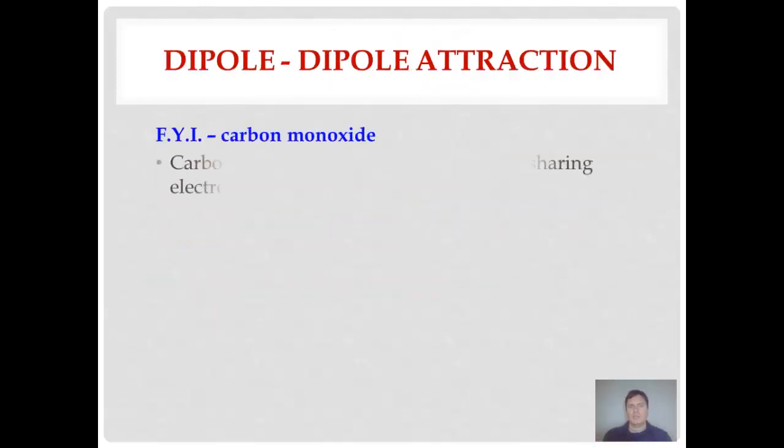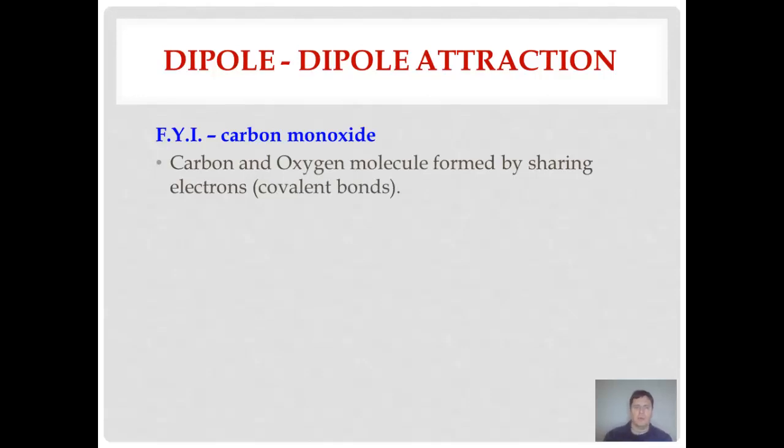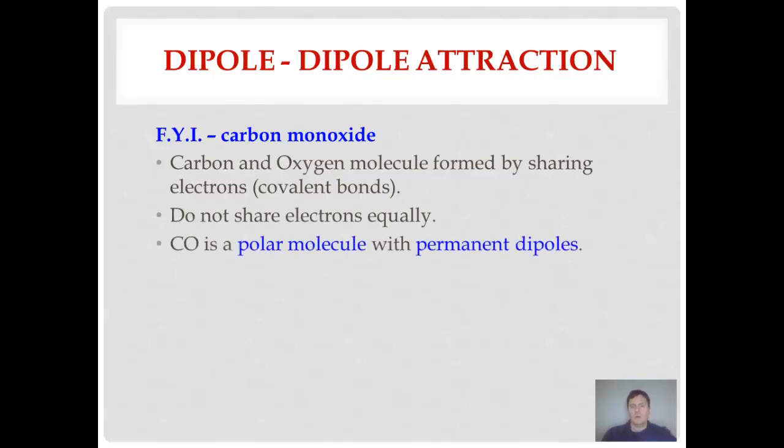Okay, let's look at carbon monoxide. Carbon monoxide is formed by carbon and oxygen sharing electrons, but they don't share them equally. What we see is that it forms a polar molecule because one of the atoms is going to hog the electrons more than the other. So, for example, oxygen is going to hog more of the electrons, making it slightly negative. Carbon is going to be slightly positive because most of those electrons are over here.